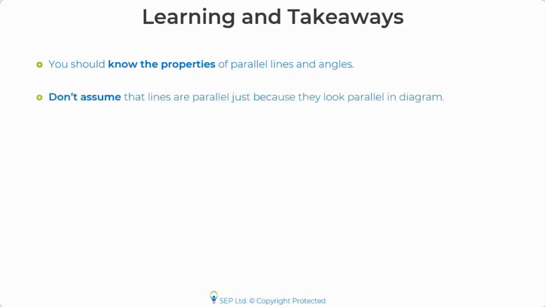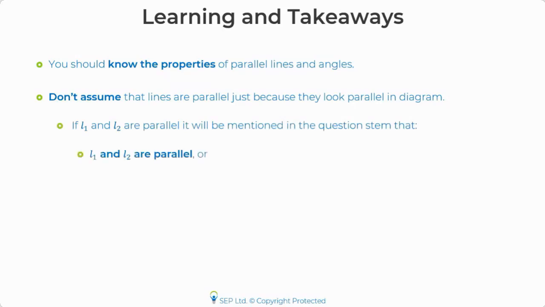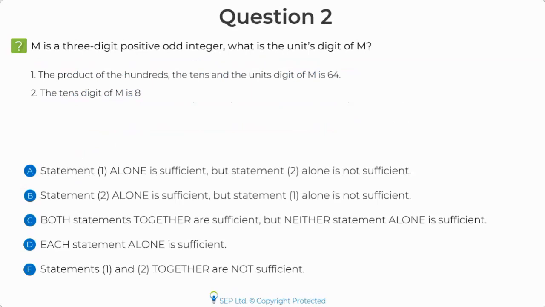Then do not assume that lines are parallel just because they look like that in the diagram. And not just about parallel lines. You do not assume anything from the diagram just because it looks like that from the diagram. As I said, if L1 and L2 are parallel, it will be mentioned in the question that they are parallel, or there will be a sign like this to tell you they are parallel.